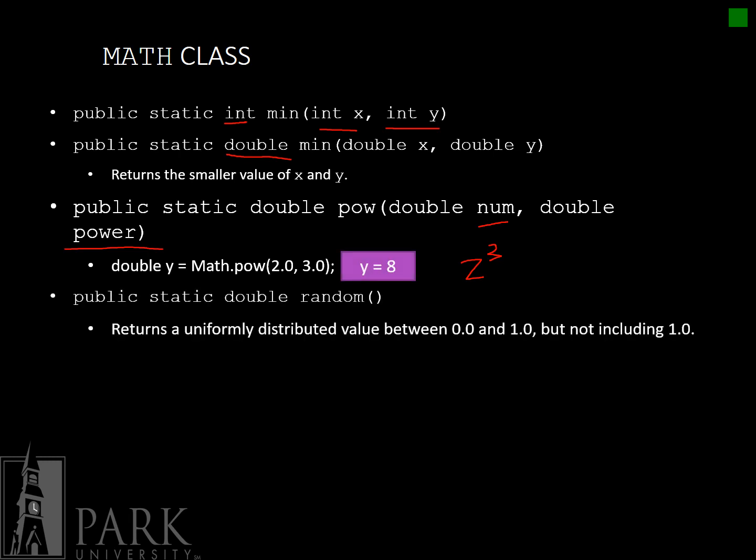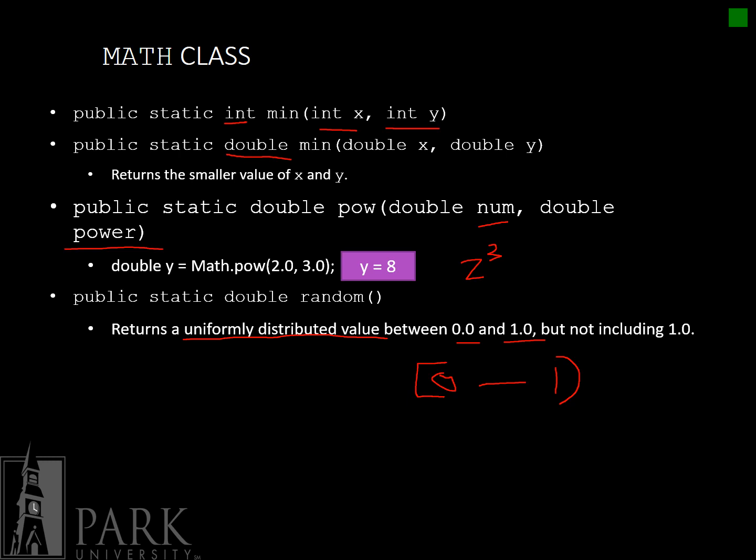We also have random. These are all static classes. This is going to return a double value, and it's going to be a uniformly distributed value between 0 and 1, but not including 1. All right? So if you remember from your number theory, you have 0 to 1, and we would say it includes 0, but it does not include 1.